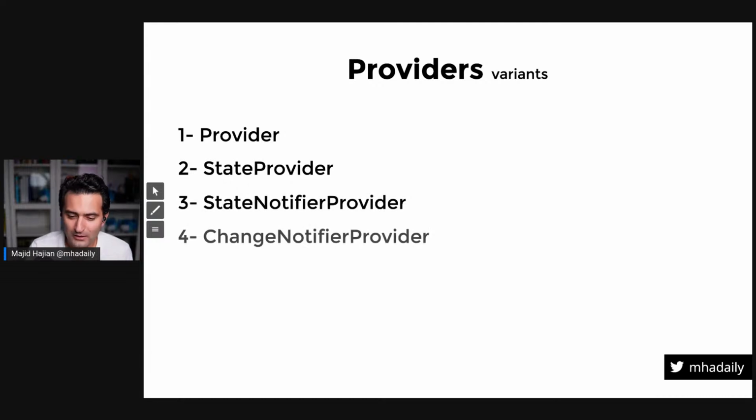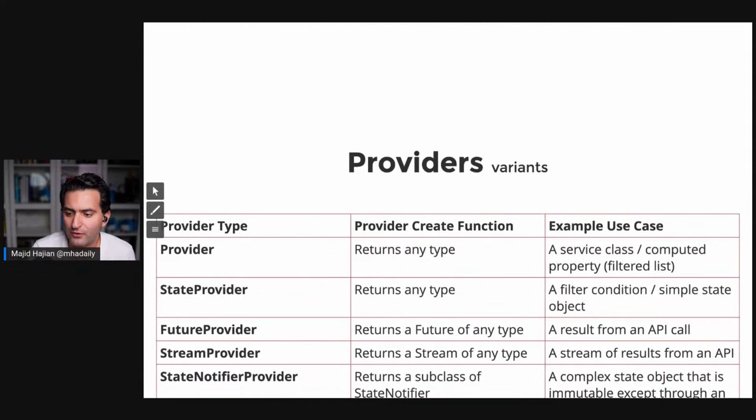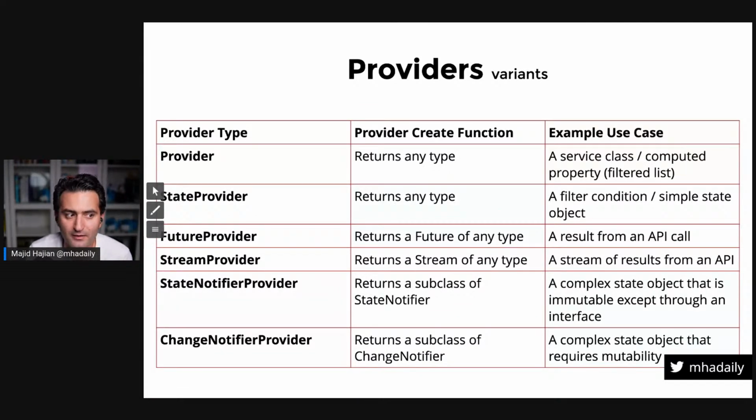But when you look at the documentation, you'll see 5 or 6 different providers. The simplest one is provider, of course, then state provider, state notifier provider, change notifier provider, stream provider, and future provider. We'll get into these very quickly. I made a table for you that you can take a look at and quickly have a comparison here, like what are the differences and what you can do in each case.